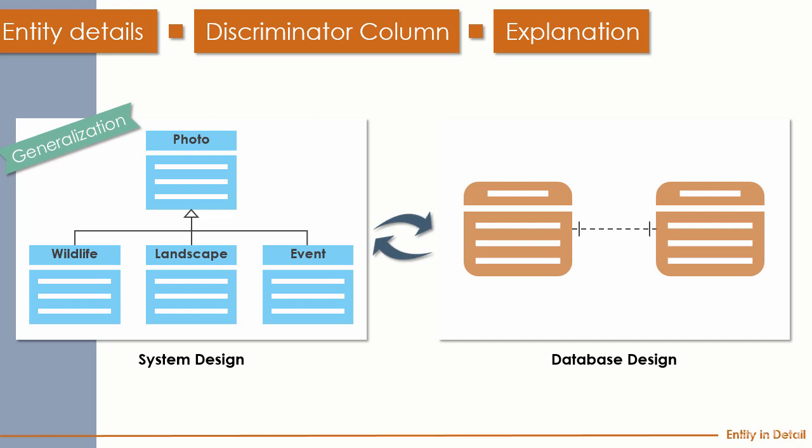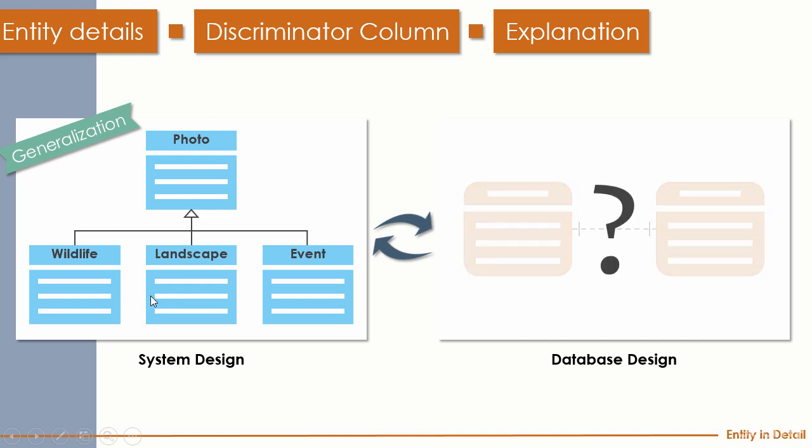This is an example where we have a photo class and different subclasses for different properties and behavior. We have wildlife, landscape, and event. You define it in the class diagram, and during programming, it is very natural. But how about the database? We need to save this object to the database.